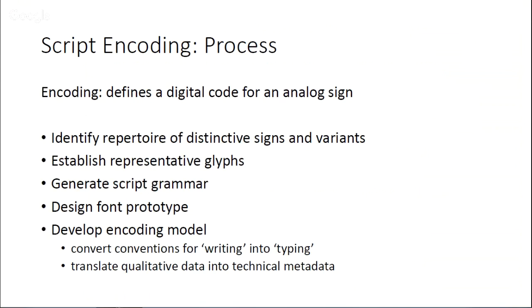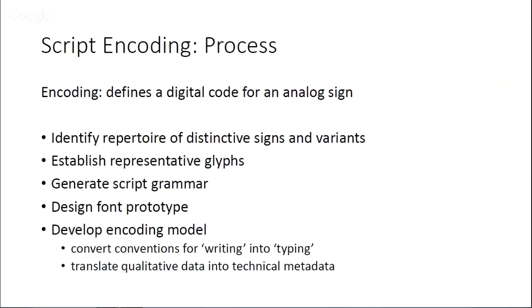So encoding itself is defining a digital code for an analog sign. So let's take the letter A, for example. In Unicode, that is, capital letter A is given the sign with the digital code 0041. So whenever I type in an A in a text message or in an email message and I send it to somebody, my system is actually sending a hexadecimal code 0041 to the receiver. And that device is translating that into what we think of as an A.